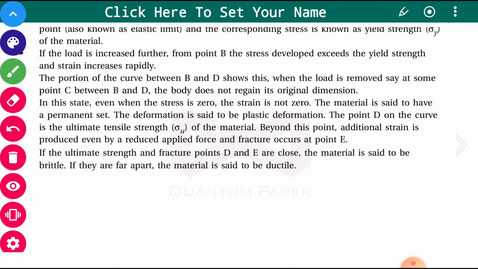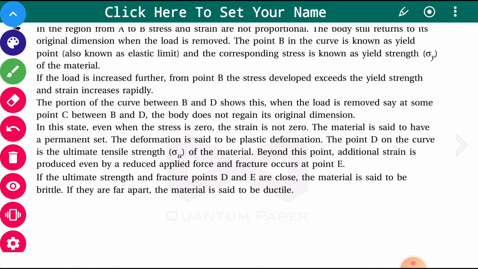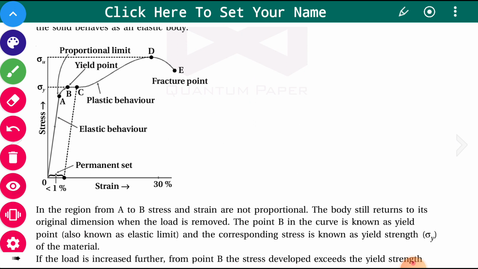The point D on the curve is the ultimate tensile strength, that is sigma u of the material. Beyond this point D, additional strain is produced even by a reduced applied force, and there will be a fracture, or the body will break. If you increase the load after this point, the body may break at any point between D and E, and wherever the body breaks is known as the fracture point.